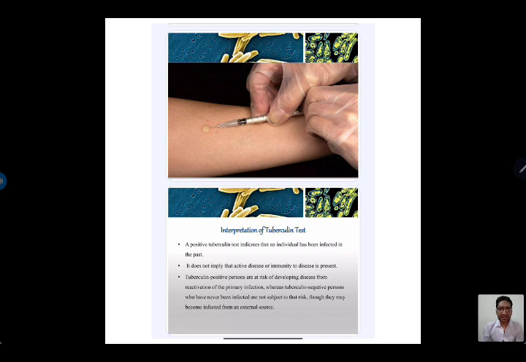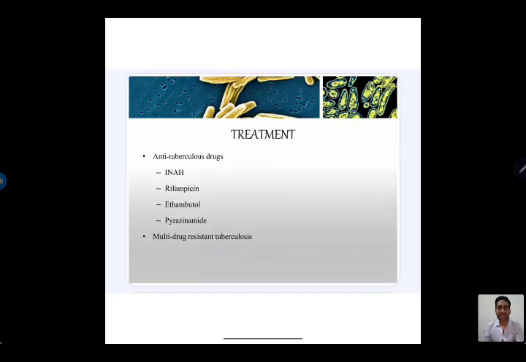Interpretation of the tuberculin test. A positive tuberculin test indicates that an individual has been infected in the past. It does not imply that active disease or immunity to the disease is present. The tuberculin positive persons are at risk of developing disease from the reactivation of the primary infection, whereas tuberculin negative persons who have never been infected are not subject to this risk, though they may become infected from an external source.